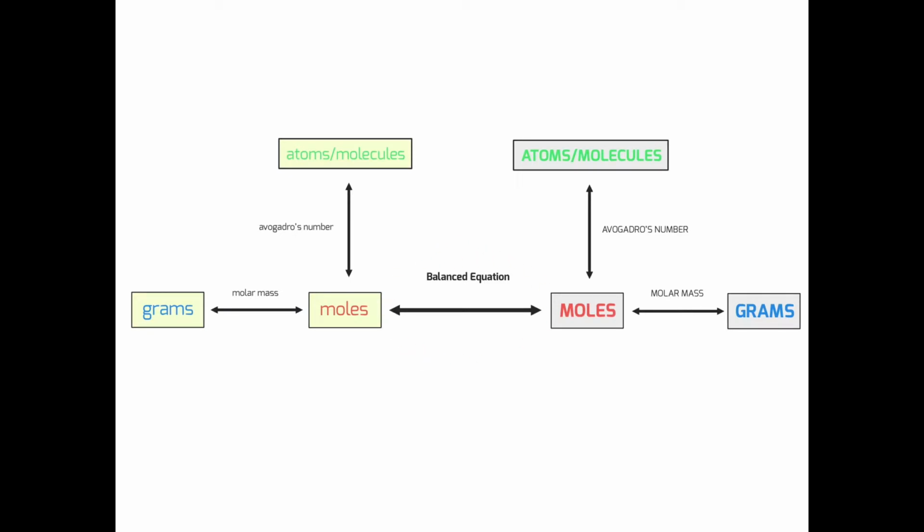We just learned how to convert from moles of one substance to moles of another substance. But what this diagram shows us is that we can convert from grams of one substance to grams of another substance, or even molecules of one substance to grams of another substance. And the thing that makes that possible is the balanced equation.